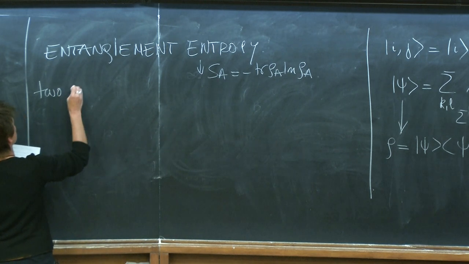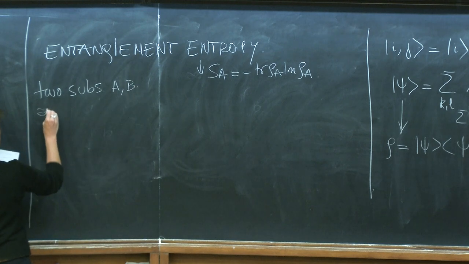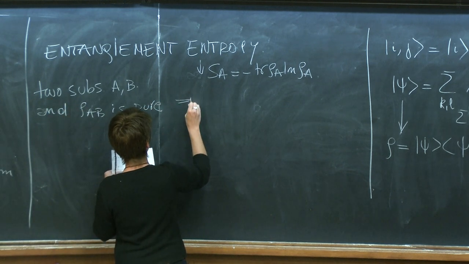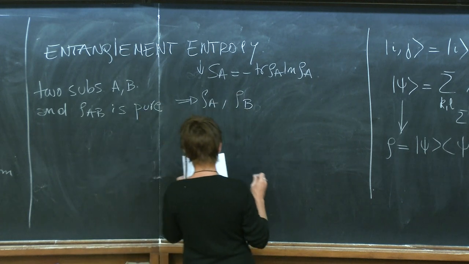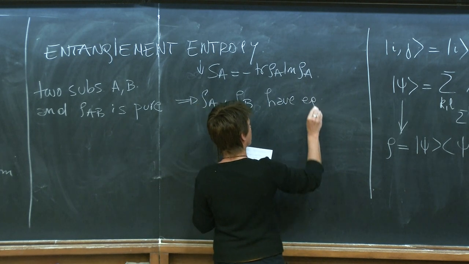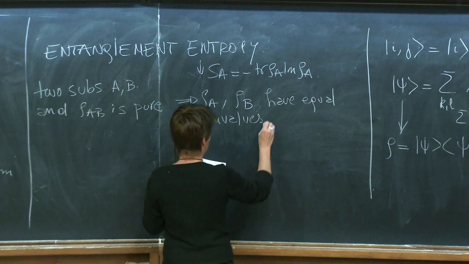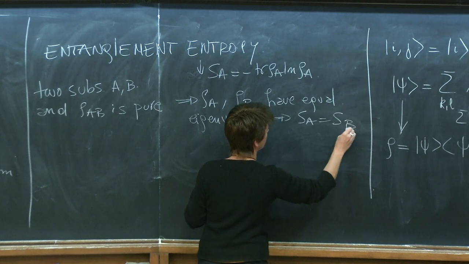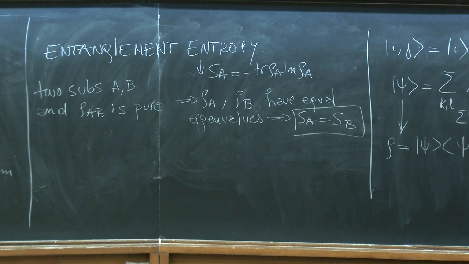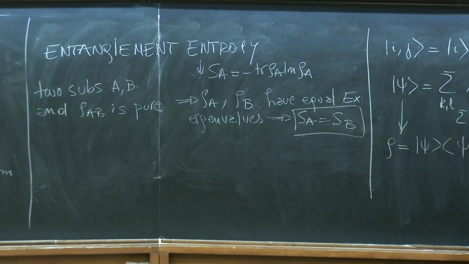And suppose we have two subsystems, A and B, and the global state is pure. Then both reduced density matrices have equal eigenvalues, and then they have the same entanglement entropy associated, okay? This is something you can prove also, just using the definitions I gave you.